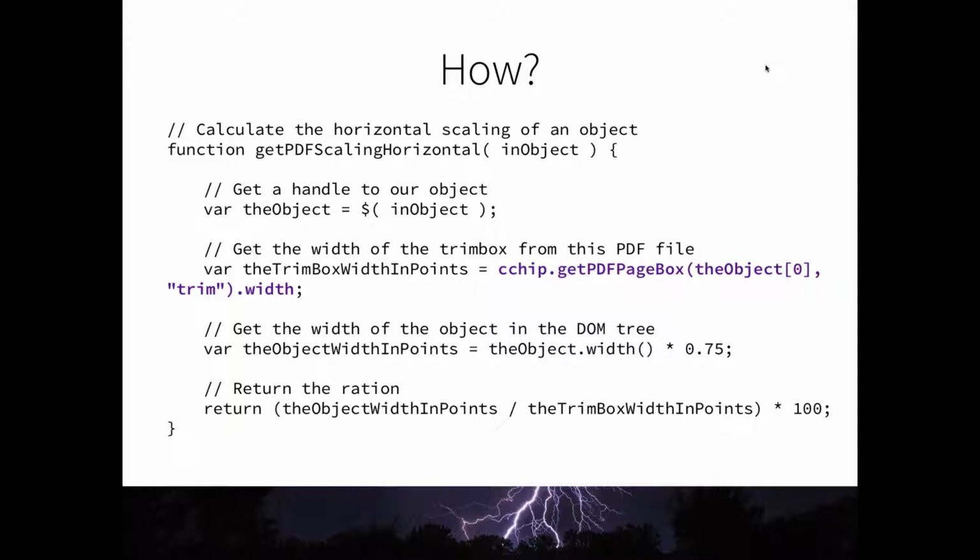On the other hand, I can use a function like the jQuery function width to get the size of that placed PDF in the DOM tree, so in the HTML tree. And then I have a factor in there because that returns pixels, and to go from pixels to points, I have to do times 0.75. And then the last line there calculates what the percentage is. So if I have to scale down my PDF to 50%, this function will answer 50, because that is the percentage that that PDF file is now shown at.